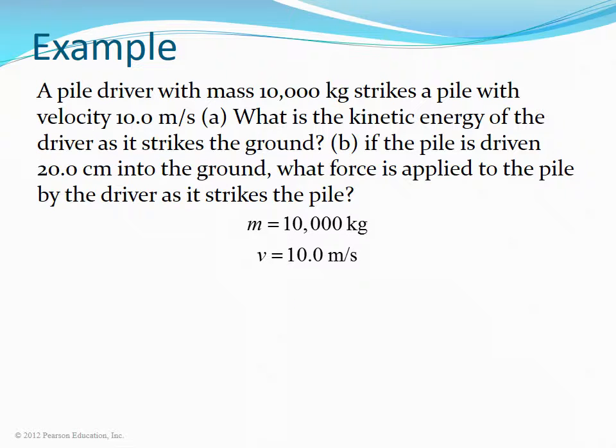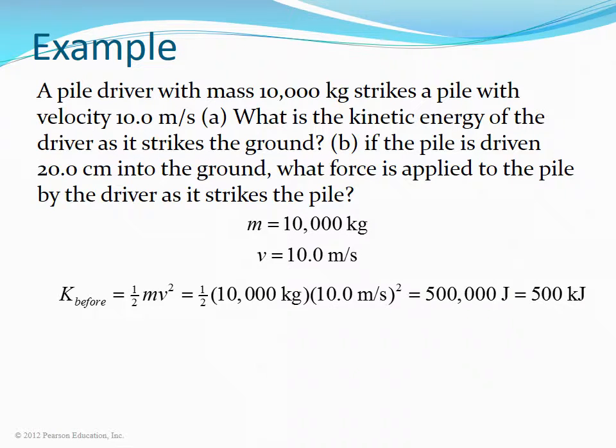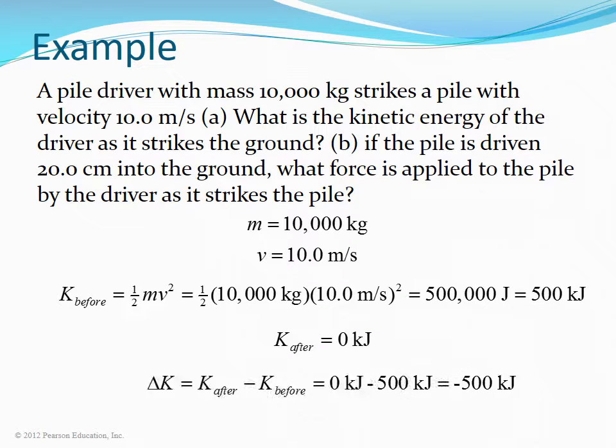We know the mass and speed, which allows us to calculate the kinetic energy before the interaction, 500 kilojoules. The kinetic energy after the interaction is 0. The driver has stopped. The change in kinetic energy is minus 500 kilojoules. The minus sign indicates the driver is doing work on something.